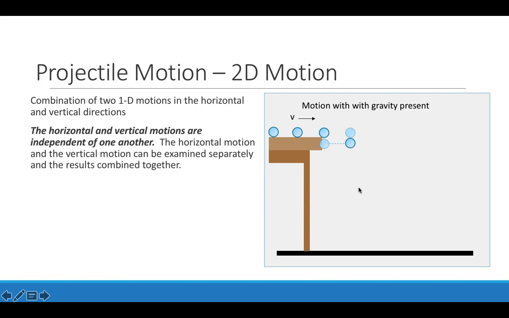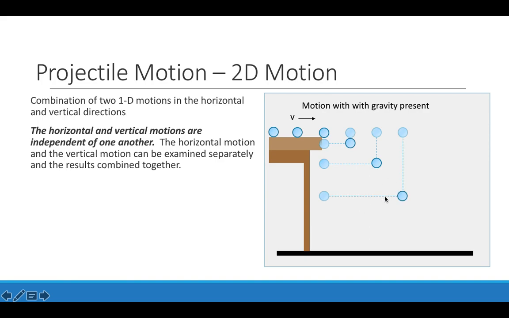And I can continue to do that. After another second goes by, the ball travels some distance and it falls down further than it did the first second. If I combine those two motions, my object is here, and I can just continue to do that.